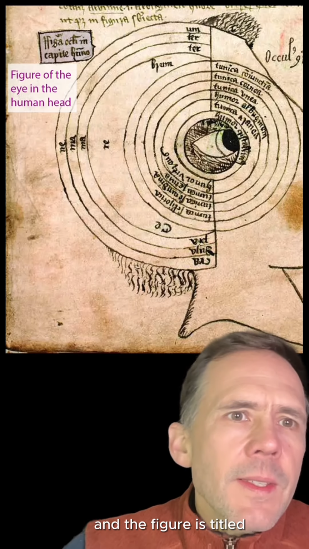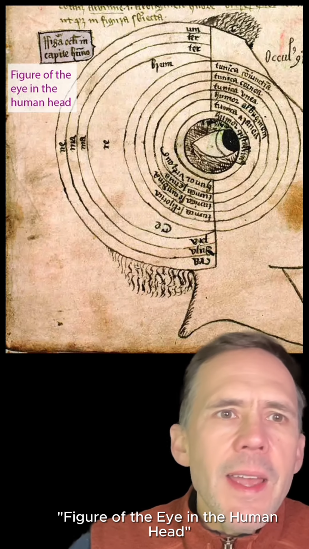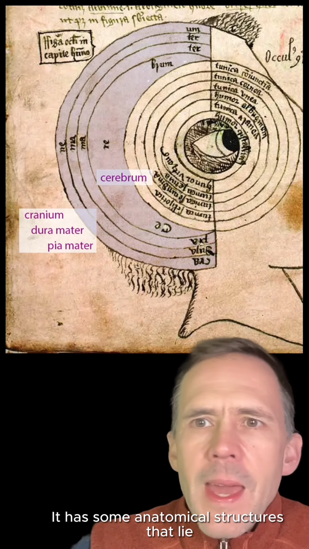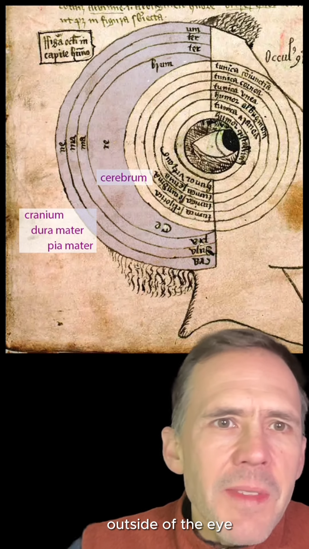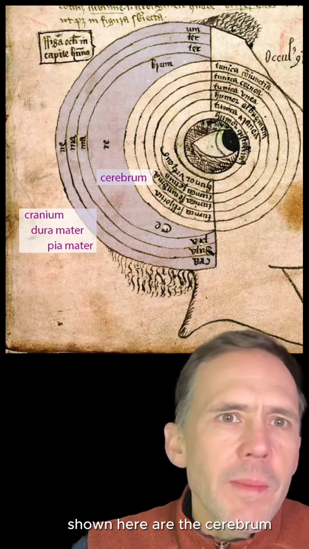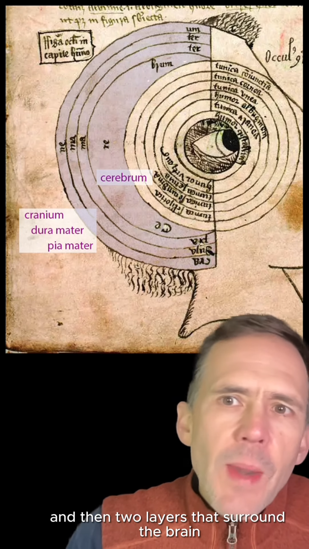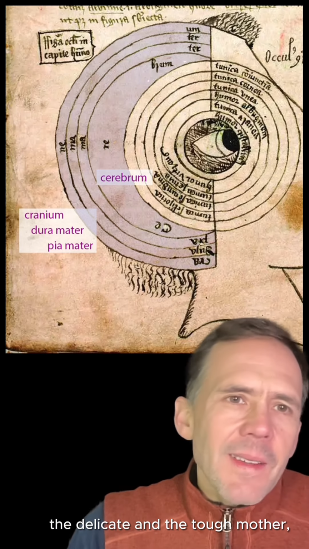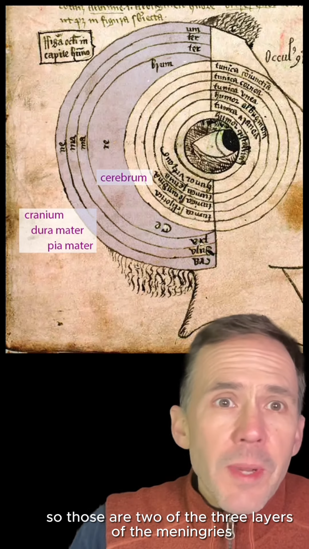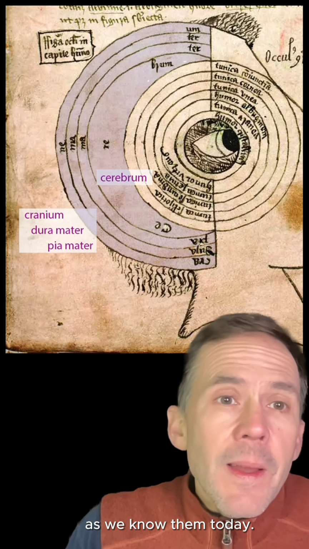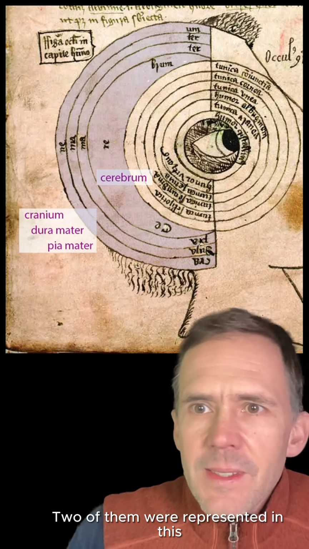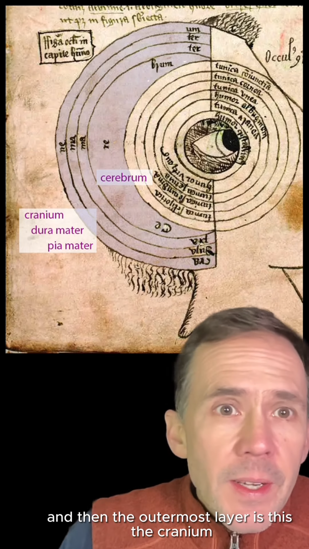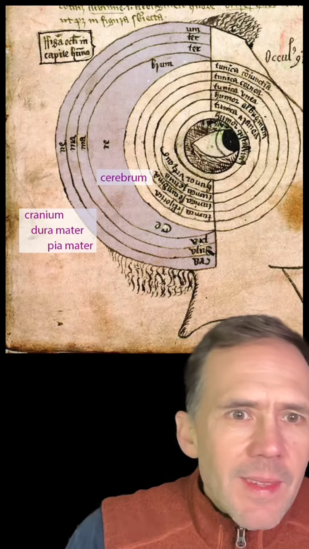And the figure is titled Figure of the Eye in the Human Head. It has some anatomical structures that lie outside of the eye. Shown here are the cerebrum, and then two layers that surround the brain, the pia and the dura mater, the delicate and the tough mother. So those are two of the three layers of the meninges as we know them today. So two of them were represented in this medieval illustration. And then the outermost layer is the cranium.